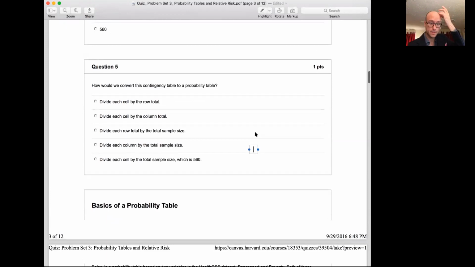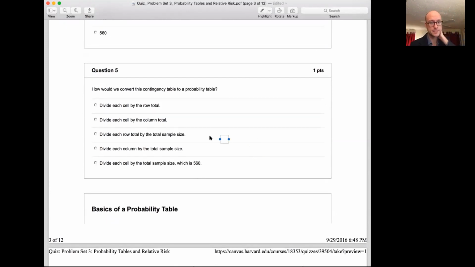Okay. I don't think it's more complicated there, except don't talk about it in terms of columns. Don't add the rows. Think of the cells. So mantra, to transform a 2x2 contingency table to a probability table: cell divided by total sample size. Cell divided by total sample size.